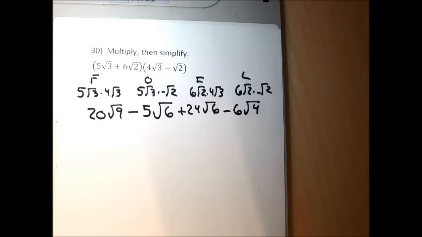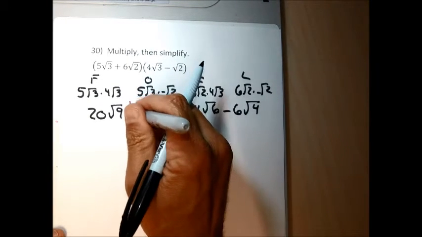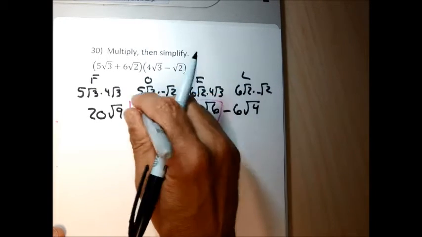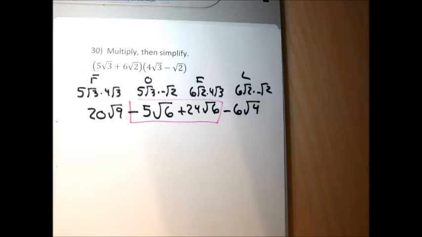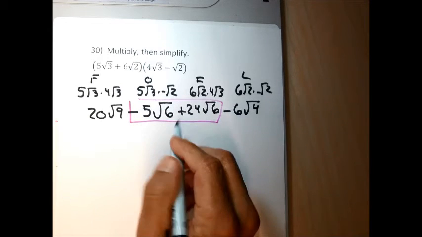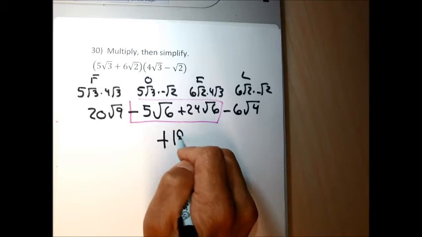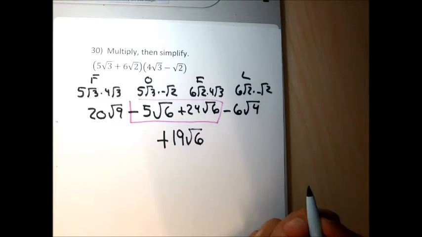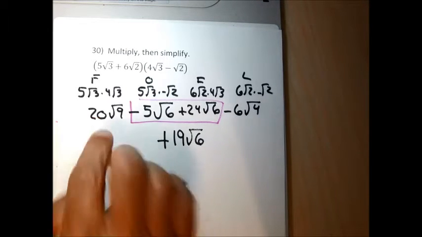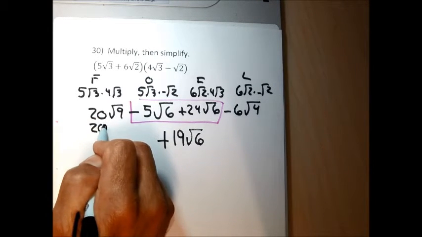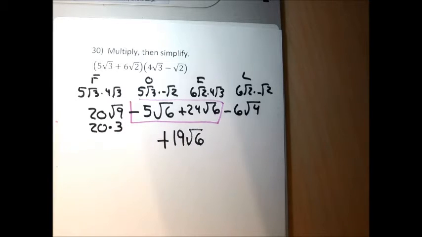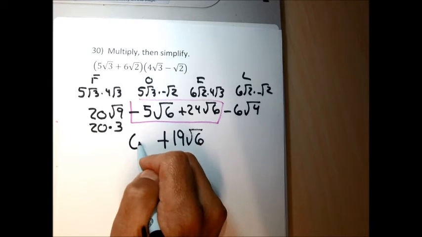Almost done. These are going to combine. The numbers in front of the radicals have opposite signs. 24 minus 5 is positive 19. And those two are going to combine to positive 19 square root of 6. The firsts is 20 times the square root of 9, but the square root of 9 is 3. So that's really 20 times 3, which is 60.